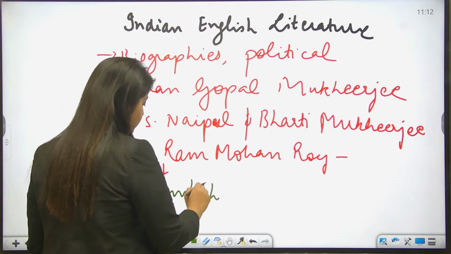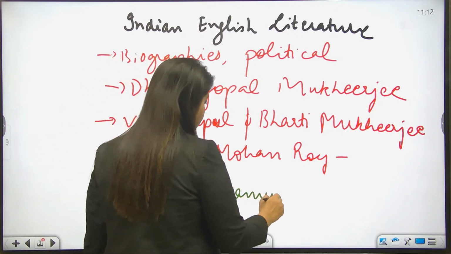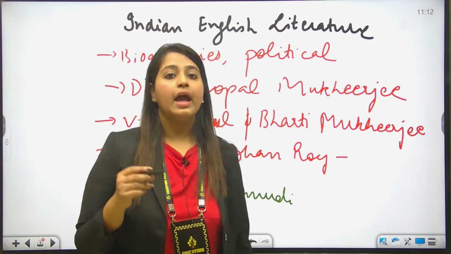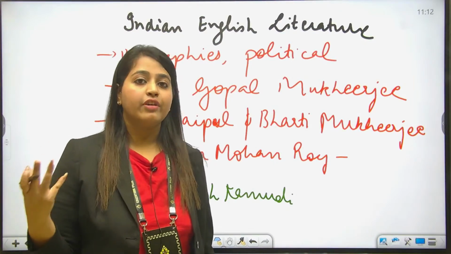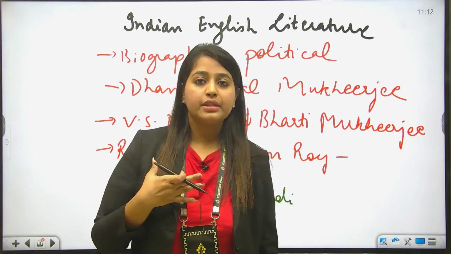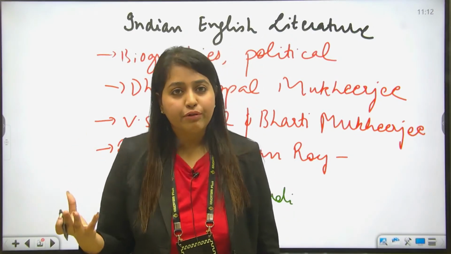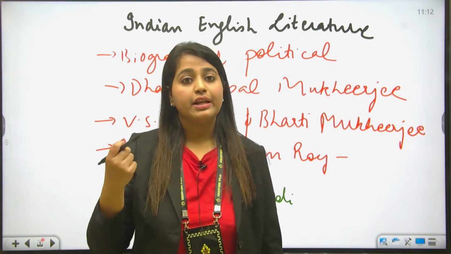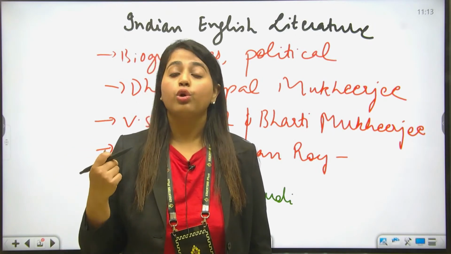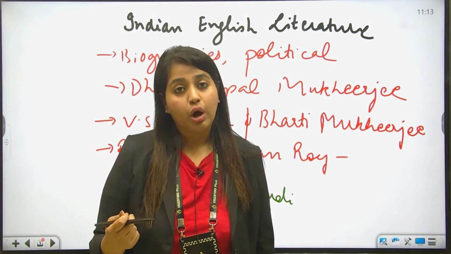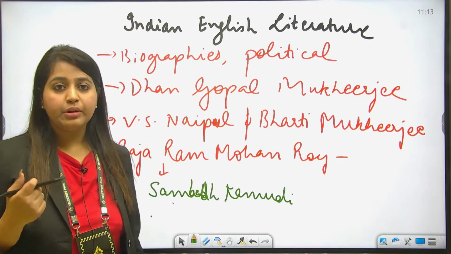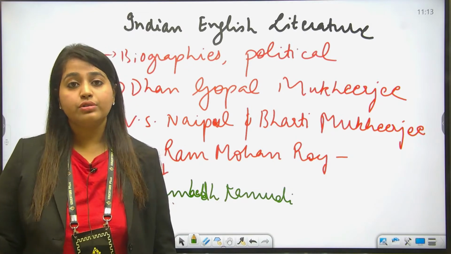Okay, Sambad Kaumudi. This is the most important journal written by Raja Ram Mohan Roy, and it actually made him famous as a writer in Indian English literature. This journal covered topics like freedom of press, induction of Indians into high ranks of service, and also the separation of the executive and the judiciary. And in collaboration with David Hare, he also set up Hindu College.